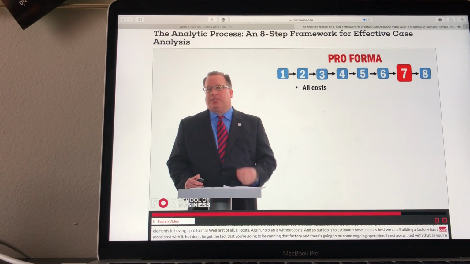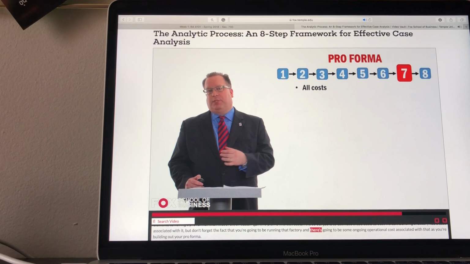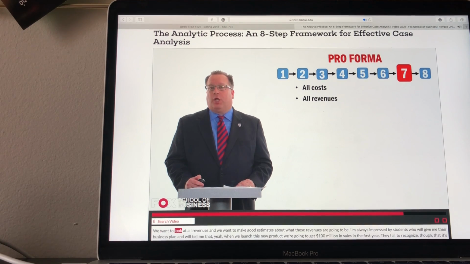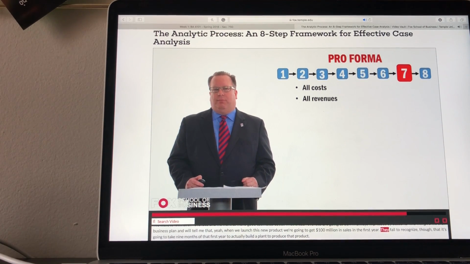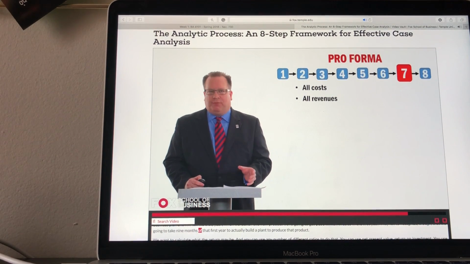Building a factory has a cost associated with it, but don't forget the fact that you're going to be running that factory and there's going to be some ongoing operational costs associated with that as you're building out your pro forma. We want to look at all revenues, and we want to make good estimates about what those revenues are going to be. I'm always impressed by students who will give me their business plan and will tell me that, when we launch this new product, we're going to get $100 million in sales in the first year. They fail to recognize, though, that it's going to take 9 months of that first year to actually build a plant to produce that product.